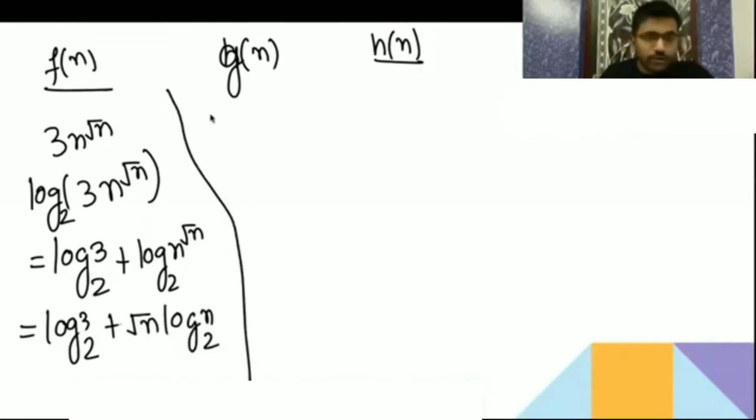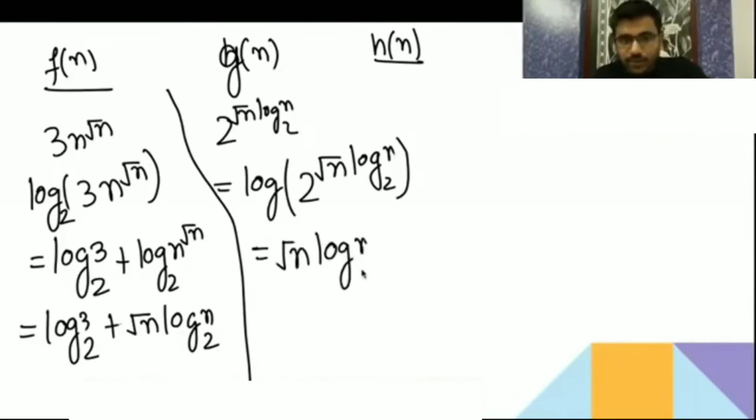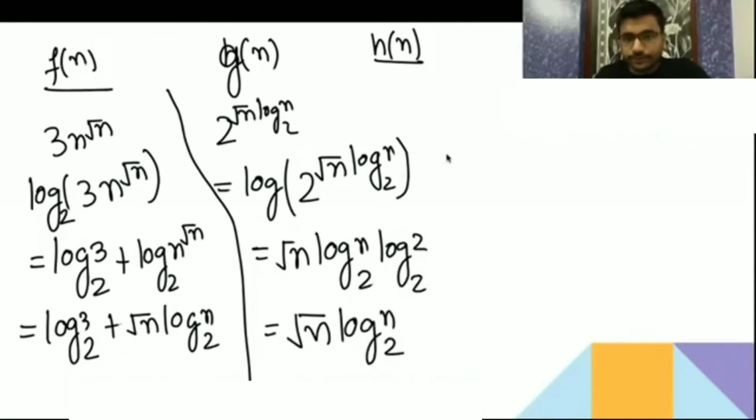Now Gn is your 2 to the power root n log n base 2. Now take log here. So it's going to be log of 2 to the power root n log n base 2. Root n will come outside: root n log n base 2, then log 2 base 2, which gives 1, so you are going to get root n log n base 2.